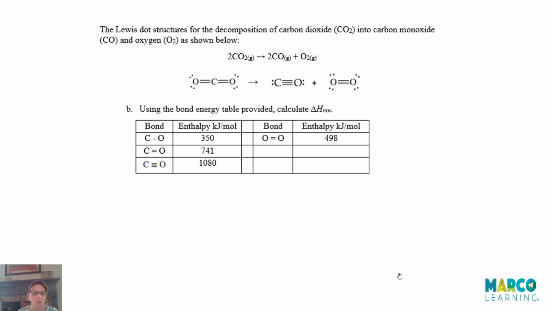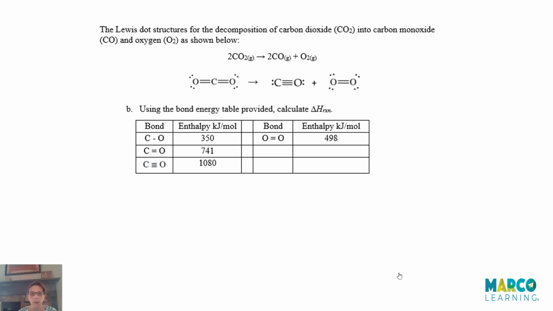So we now have letter B, where we're given some bond energies, and we're asked to figure out what the delta H, the enthalpy of the reaction is, for the reaction where we have 2 carbon dioxides yielding 2 carbon monoxides and an oxygen.